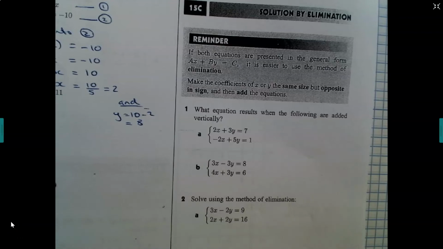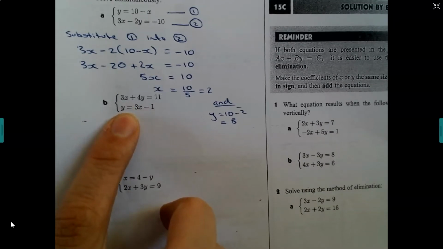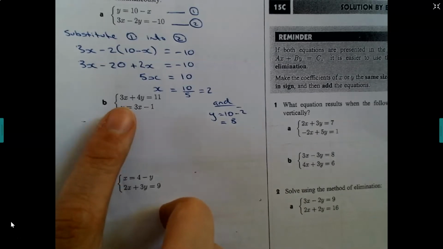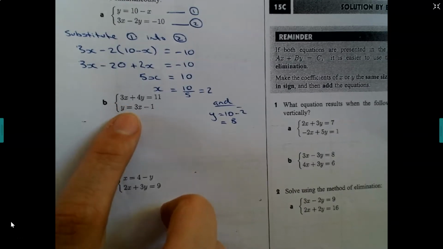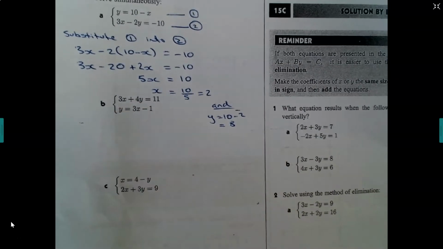So when we're solving using substitution, remember one of the equations was written in general form and one was written in gradient intercept form. And the reason why substitution is the best method to solve these is because we can simply just substitute one into the other. It's really easy just to substitute one into the other.